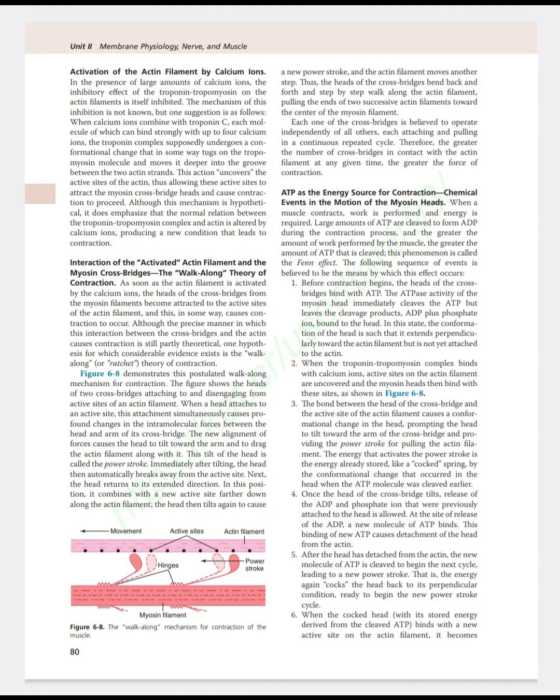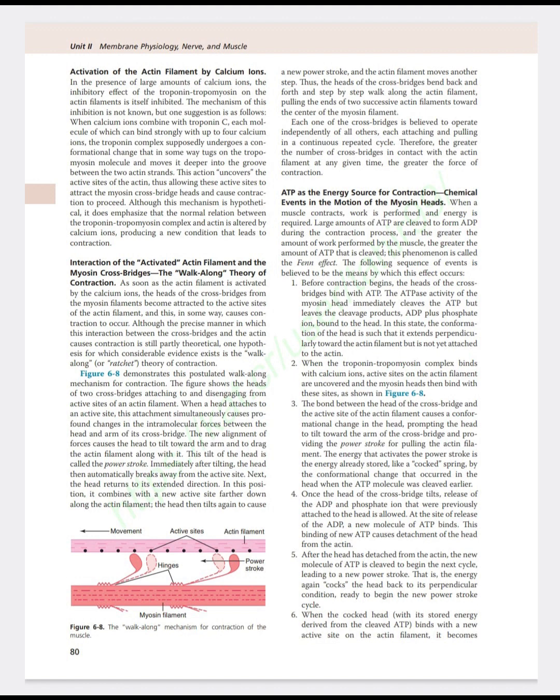And the next paragraph, that is the interaction of the activated actin filament and the myosin cross-bridges, the walk-along theory of contraction. Highlight the first paragraph. As soon as the actin filament is activated by the calcium ions, the heads of the cross-bridges from the myosin filament become attracted to the active sites of the actin filament. Although the precise manner in which this interaction between the cross-bridges and the actin causes contraction is partly theoretical, one hypothesis for which considerable evidence exists is the walk-along or ratchet theory of contraction.